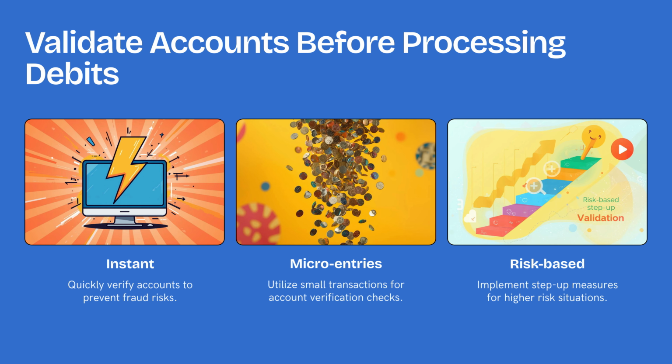Validation confirms routing and account ownership. Common methods include instant verification, micro-entries, database checks, and risk-based step-up. Strong validation reduces unauthorized returns and protects your program.